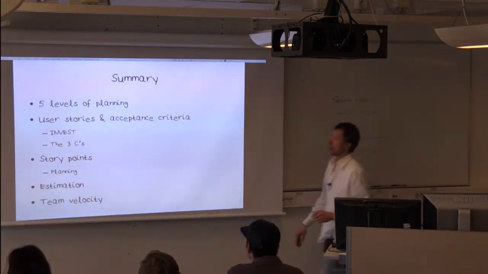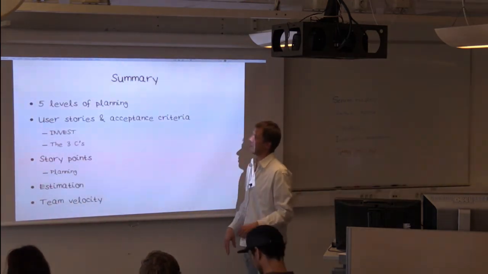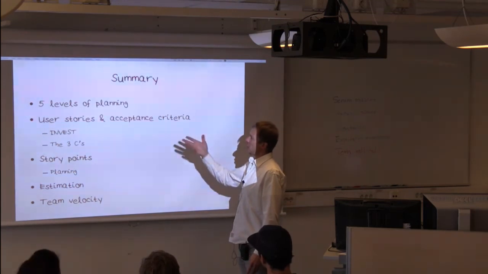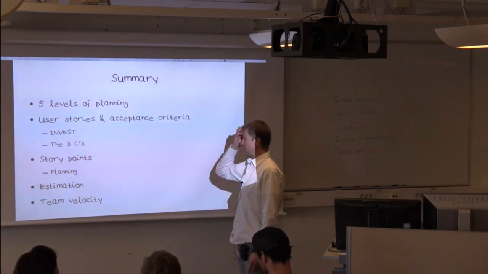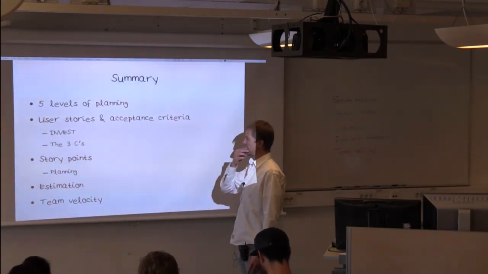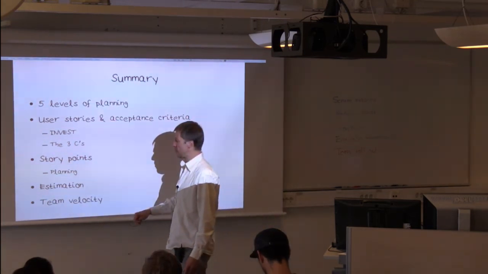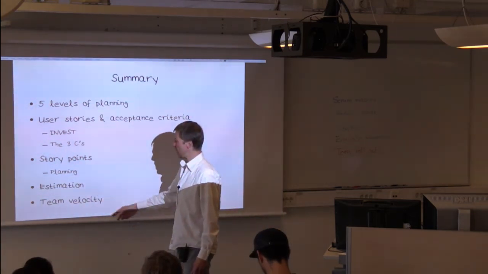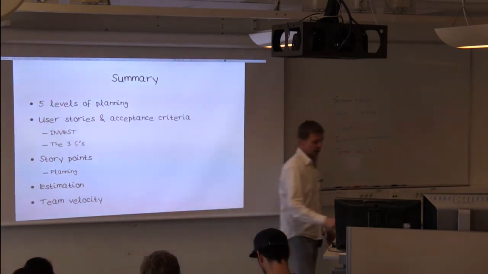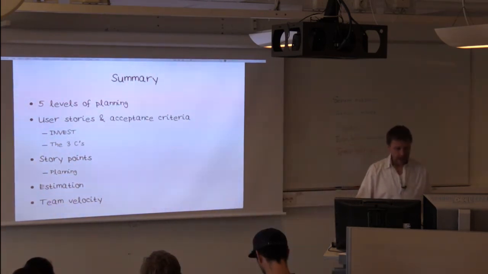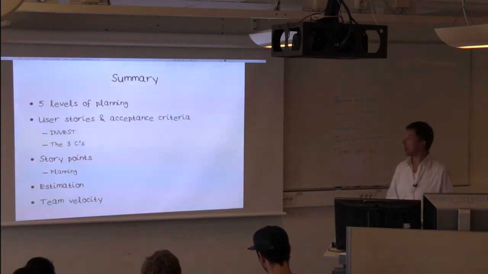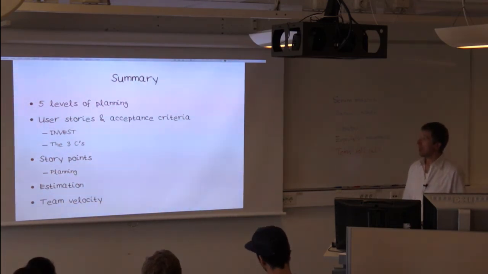So to summarize, 5 levels of planning, user stories and acceptance criteria. We had the INVEST and the 3 C's. Talked about story points, how we use it for planning, and estimation and team velocity. And that is all I have when it comes to my presentation.